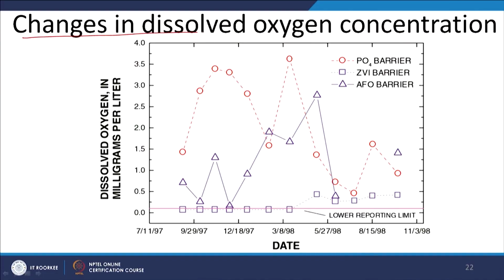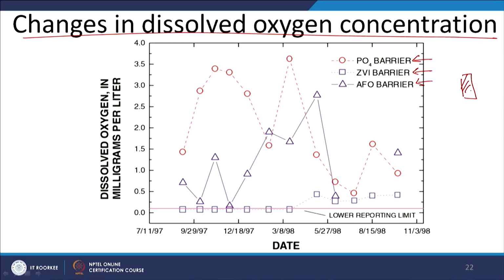So again, changes in dissolved oxygen concentration. What are we looking at? PO4 barrier, zero valent iron, and the last one the AFO. Let us look at the data sets here. Which case would you expect to have lesser dissolved oxygen concentrations downstream of the PRB? This is my particular PRB material, groundwater is coming in and leaving the system. For which PRB will I have lesser DO in the downstream phase? Obviously, it will be for zero valent iron.